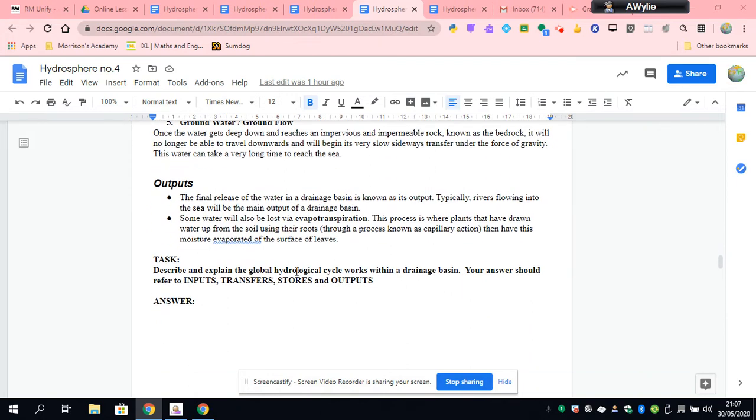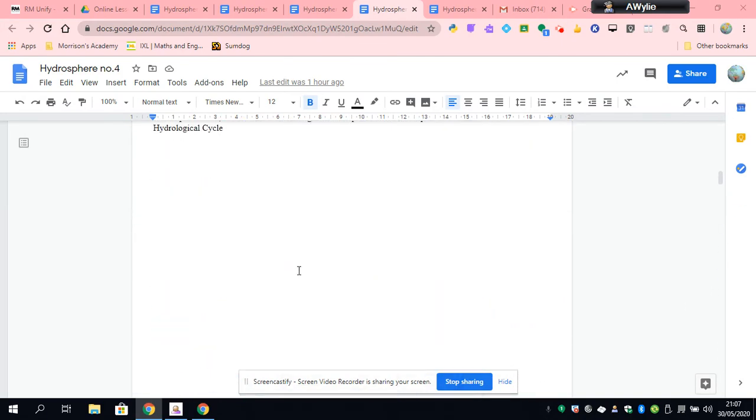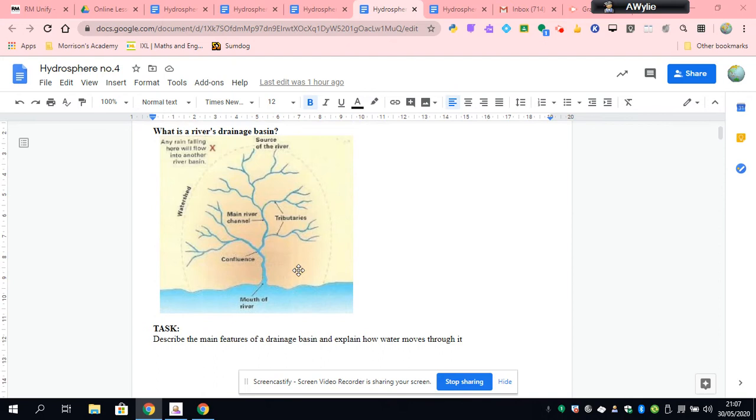And if I just scroll down to the actual question itself, that's the task you're being asked to do, which is describe and explain how the global hydrological cycle works within a drainage basin. Your answer should refer to inputs, transfers, stores, and outputs. Now let's just remember that a drainage basin, if we go back to something we did earlier, because you will have remembered this task from earlier in the week, is the area of land that is drained by the river.